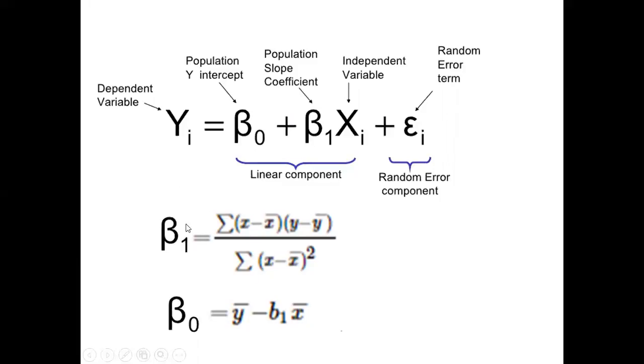First the slope coefficient is found: it is equal to the sum of (x minus x dash) into (y minus y dash), where x dash is the mean of x and y dash is the mean of y, whole divided by the sum of (x minus x dash) whole square. Then b naught, the intercept, is y dash minus b1 into x dash. This is the formula. You can remember this. In the coming examples, we will be using this formula to compute the values.